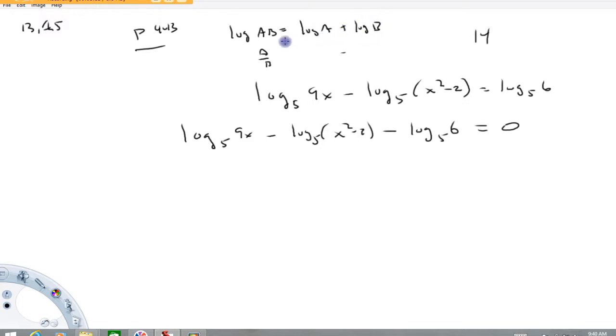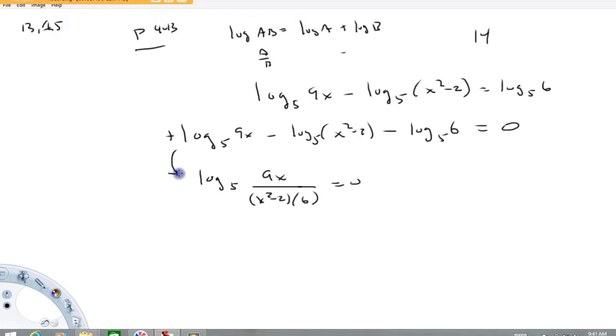So long story short, when you're using this formula, any term that's positive will end up in the numerator. These minus terms will end up in the denominator. So this is going to be log base 5 of 9x, this term's positive, that's in the numerator, and that's it. Minus and minus, so over this guy, x squared minus 2, times this guy, 6, and then equals 0. So from here to here, we've gotten it down to one logarithm.